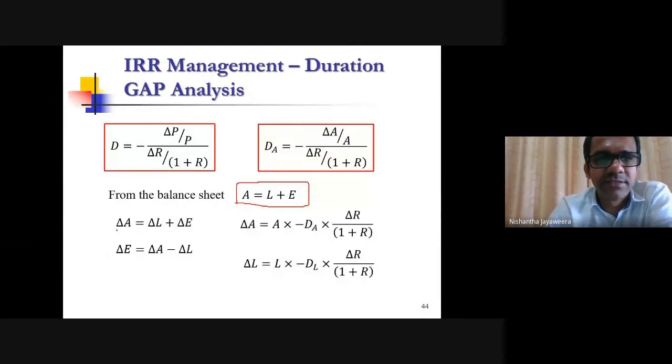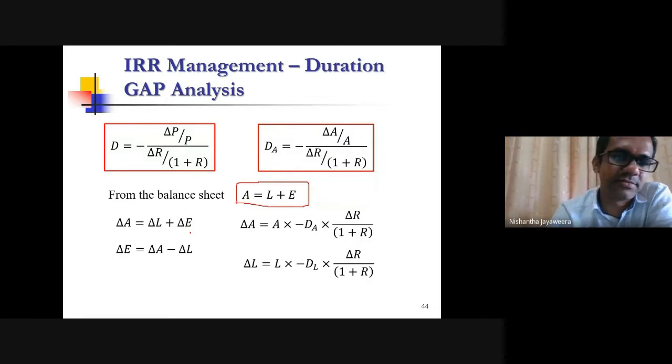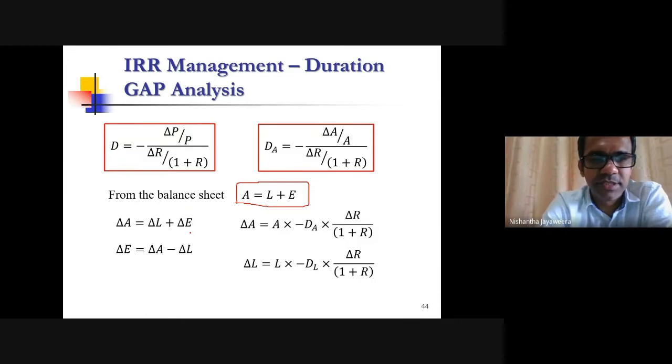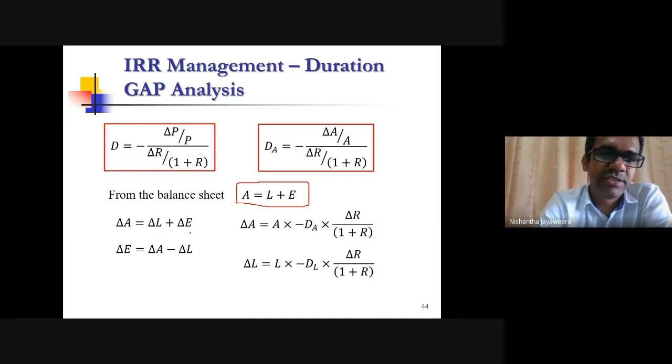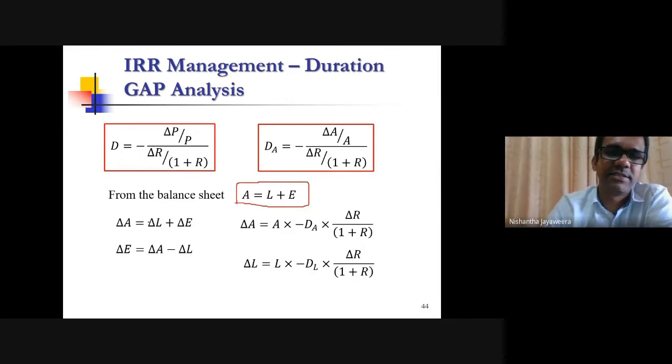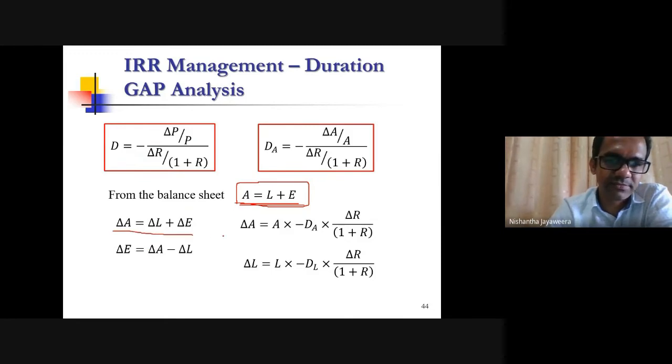Likewise here, delta A means change in asset value equals whatever the change is in liabilities and change in equity. If this equation is to be valid, that has to be there. Whatever the changes in liabilities and changes in equities, the sum should be equal to the change in asset. Otherwise, whenever the changes happen, this equation will not prevail. For that to happen, this is a must. Clear? Whatever the value change here and the value change in equity together should give the change in asset value.